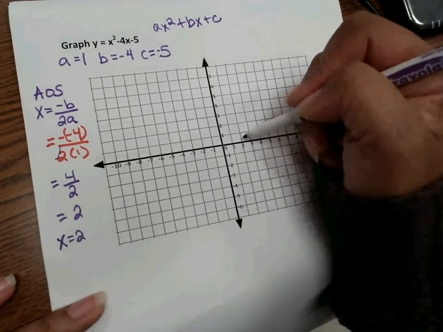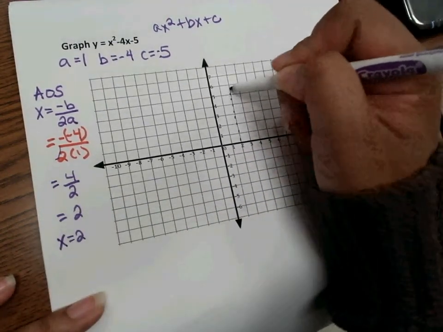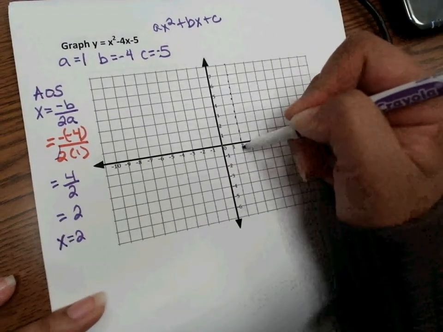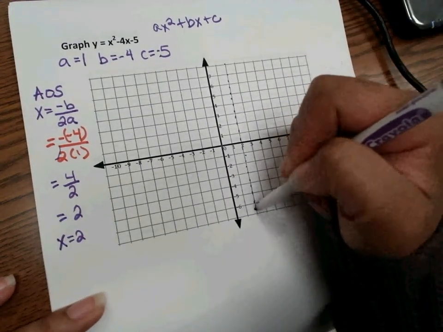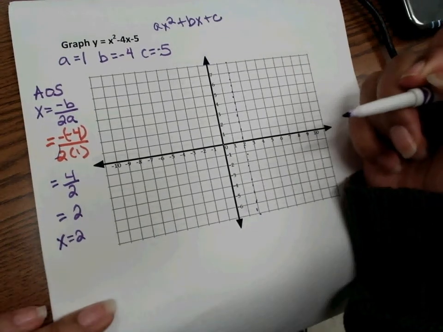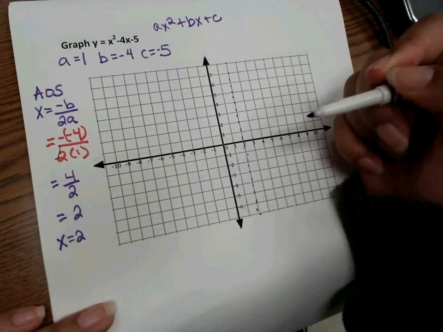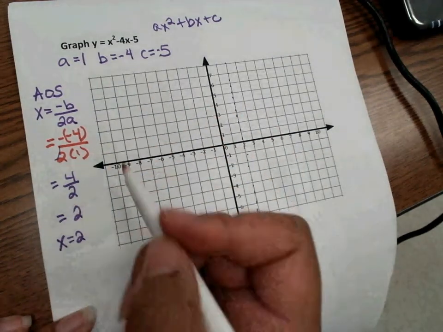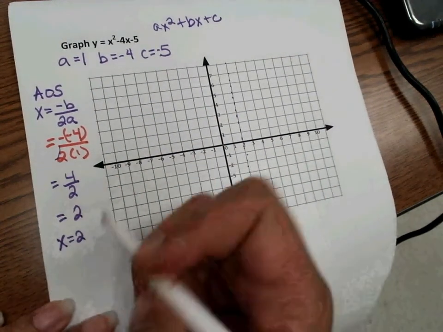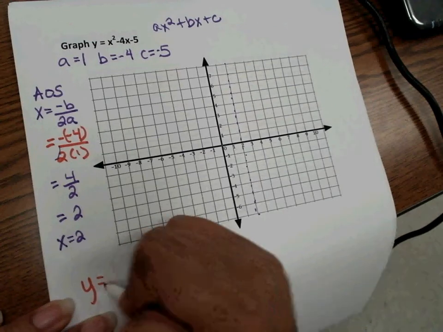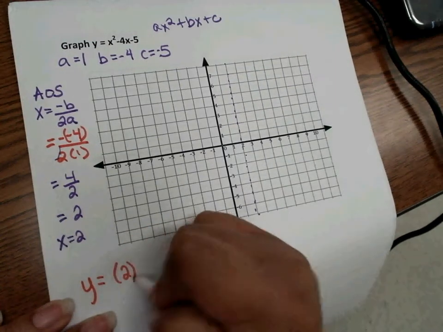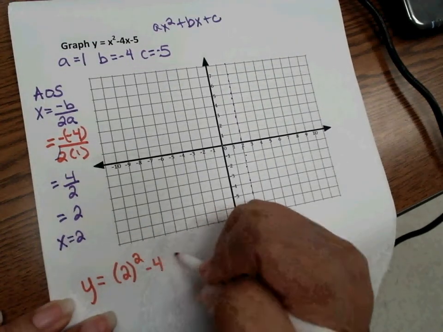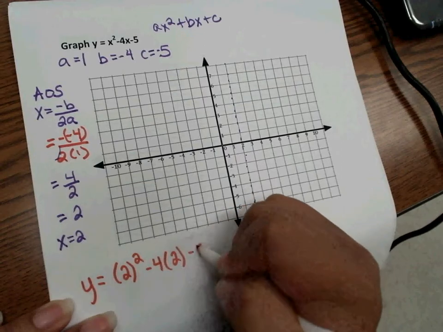So then from there, we're going to draw our dashed line, because remember, that signifies the symmetry of my quadratic function. Alright, so we have x equals 2. So then from there, I want to find my other point, which is my vertex. So I'm going to take 2 and plug it back into our function. So we have y equals 2 squared minus 4 times 2 minus 5.